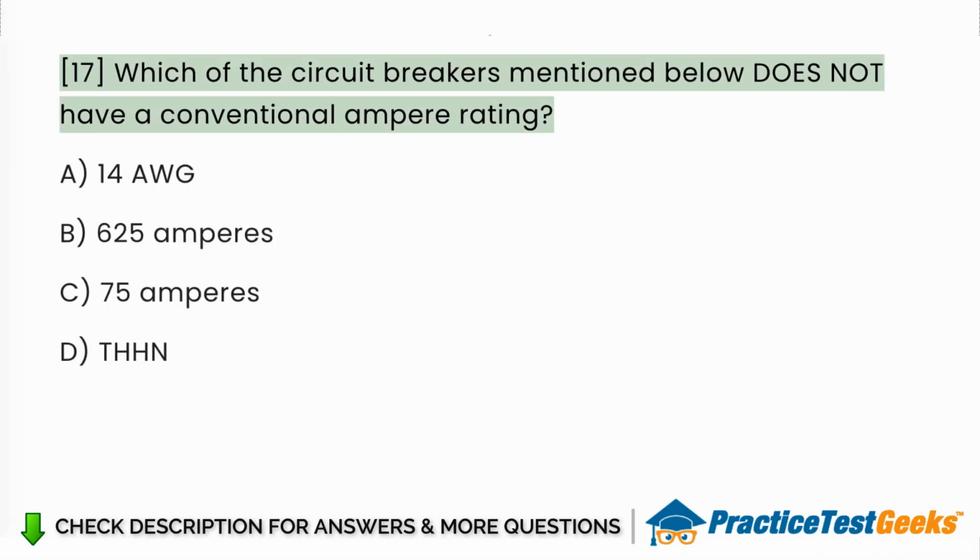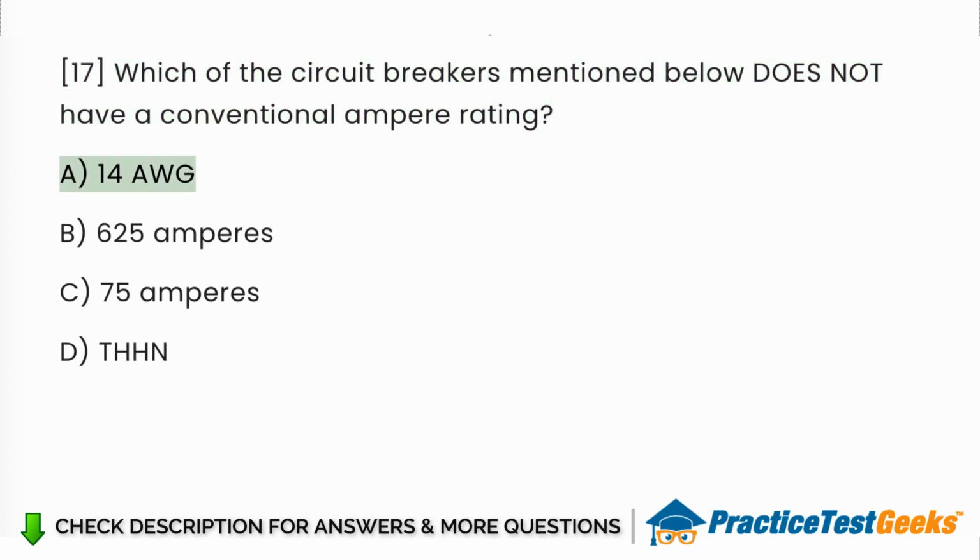Which of the circuit breakers mentioned below does not have a conventional ampere rating? A. 14 AWG. B. 625 amperes. C. 75 amperes. D. THHN.